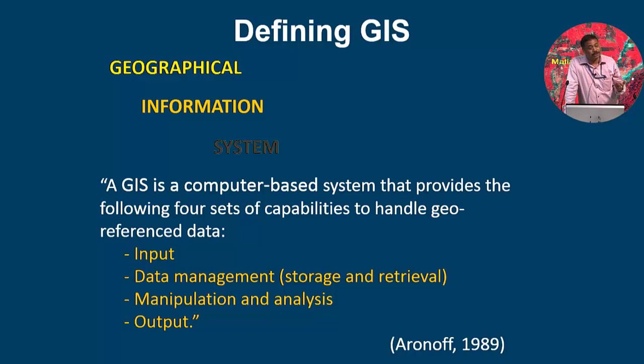The fourth part is the output, meaning how you are visualizing your data. All these different capabilities make GIS stronger compared to any other system. Like you might have heard about the RDBMS, the relational database management system. I don't know, only computer science people might have heard, but other people may not have. But here it is a special type of DBMS, wherein all the DBMS capabilities are there, but it also supports geospatial data. So it is a robust system, and it can handle any type of data which has geospatial coordinates.